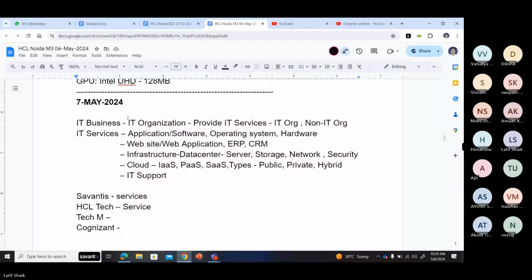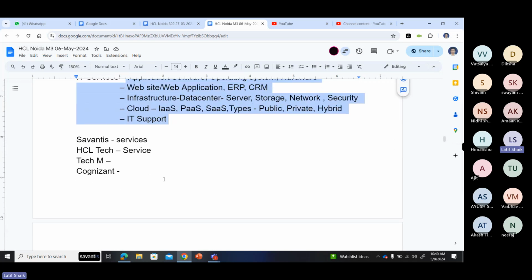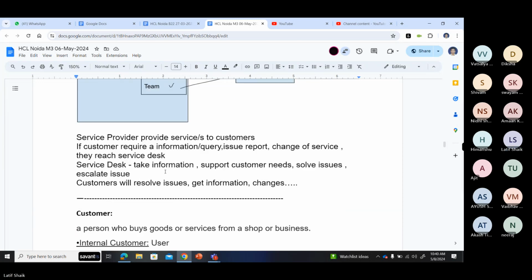Yes, sir. So last class, we discussed IT businesses or IT organizations. What are IT services? To whom are the IT services provided, and what kind of IT services are provided? I also told you to go to the different IT organizations and see what services they provide, to which types of industries, and which type of clients they have.